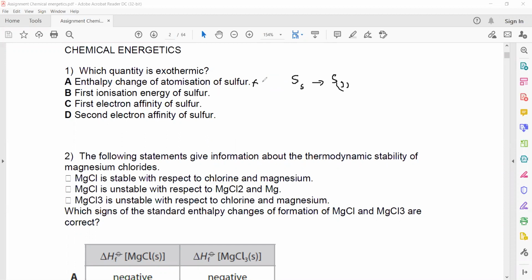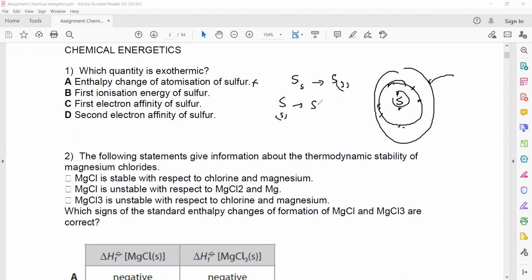First, ionization. Ionization energy means energy required to remove the electron from the neutral gaseous atom. So sulfur belongs to group 6. So first shell, it will have 2 electrons, and the second shell, it will have 8 electrons, and the third shell, it will have 6 electrons. So energy required to convert this sulfur gaseous atom into sulfur positive ion, that's endothermic as well, because we have to supply energy to remove electron.